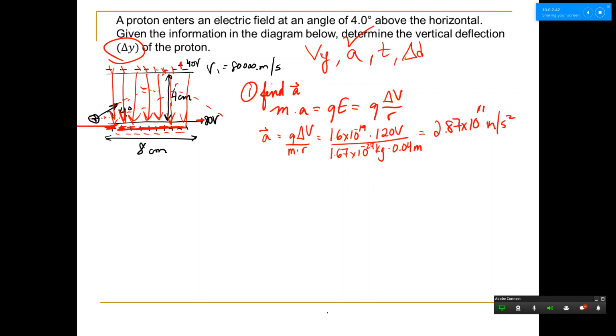All right, what's the second step? What do we need? If we're ultimately going to find delta y, what do we need? The time, yes, absolutely. Step two, let's find time. How do we find time? Yes, absolutely. So the horizontal distance is given to you. It's 8 centimeters. The velocity is given to you because of the angle and the velocity. And there is no acceleration, so you can find that out super easy.